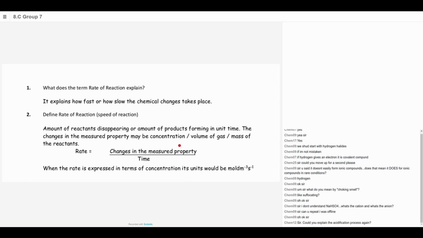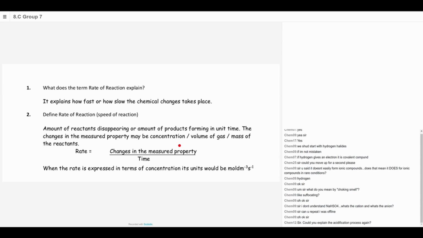So the rate of reaction simply explains how fast or how slow a chemical reaction takes place. As you know, any chemical reaction is a bond breaking and a bond making process. So what happens here is that at the reactants, the bonds break, the atoms rearrange and form new bonds, and new products are produced.